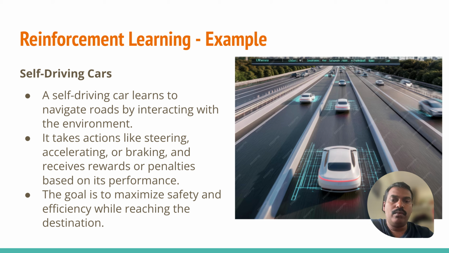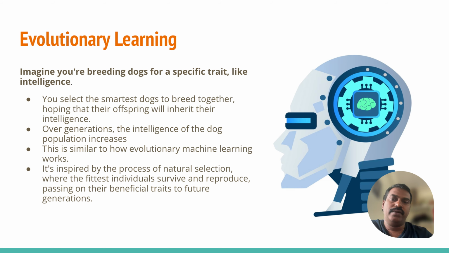So the goal is to maximize safety and efficiency while reaching the destination. This is reinforcement learning, and the fourth one is evolutionary learning. Evolutionary learning is, imagine again, you are breeding dogs for a specific trait like intelligence. You select the smartest dogs to breed together, hoping that their offspring will inherit their intelligence because you want to maintain more intelligent dogs.